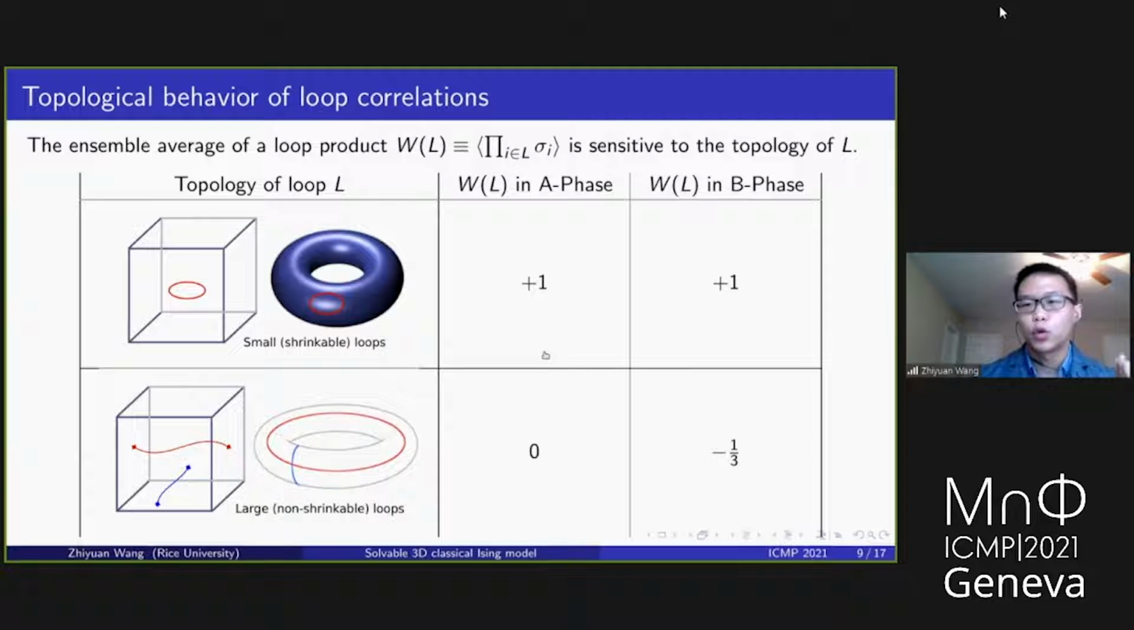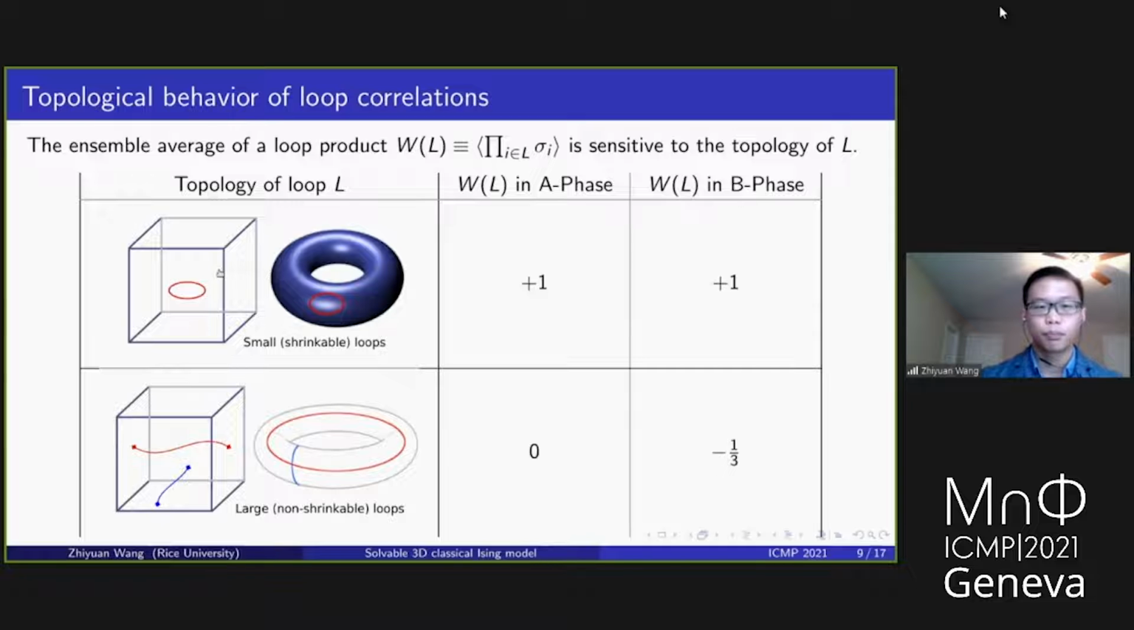Now it is natural to ask what the physical properties of the two phases are in terms of the original classical statistical model. So here we have defined an order parameter that distinguishes between the two phases, which is defined as a loop product of classical spins, the product of spins around a loop. And it turns out that this loop product has a very interesting topological behavior.